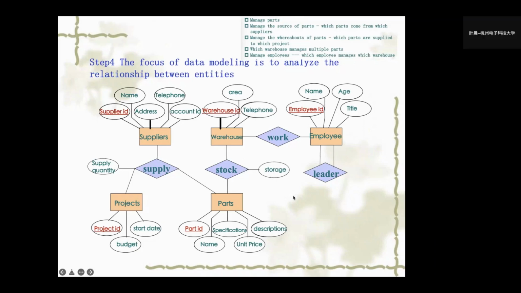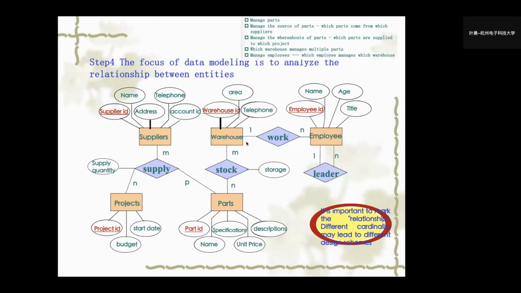So after this step, we have analyzed all the relationships between or among different entities. And then we need to put the relationship coordinate here. That's why we need to make sure whether the relationship between entities is one-to-many, one-to-one, or many-to-many. So the relationship coordinate is also the one we need to write in the ER model. For example, for the relationship between warehouse and employee, we have one-to-many. That means for each warehouse, we have many employees, and each employee always manages one warehouse. So it is a one-to-many relationship.